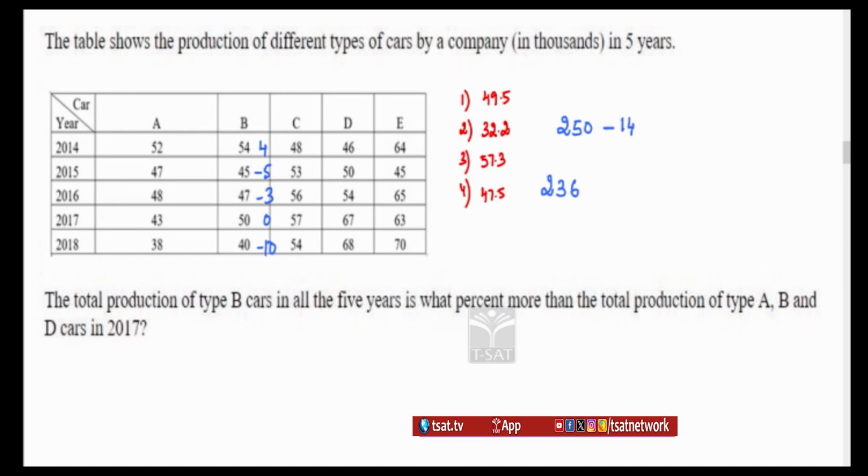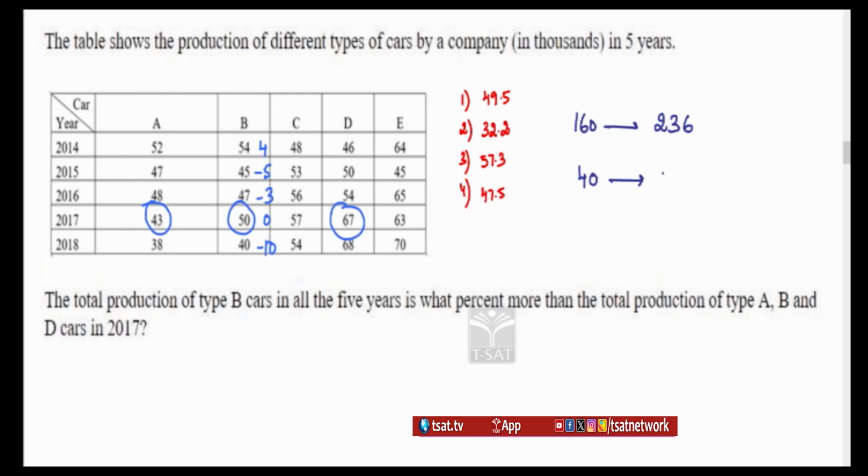Then the total production of type A, B, D in 2017. In 2017, A is 43, B is 50, D is 67. Now you can say 67 plus 43, 110, then this 50 is 160. Therefore, when you compare 160 and 236, you can cancel it by 4 in order to make it simple. Therefore, it becomes 40.